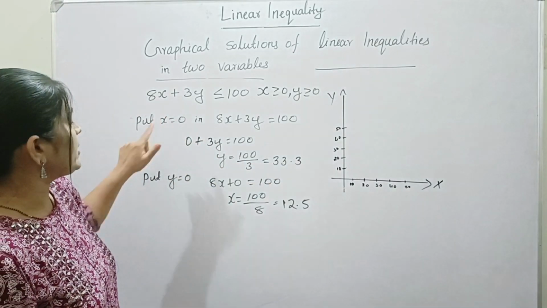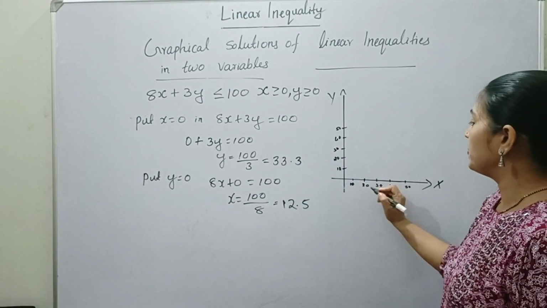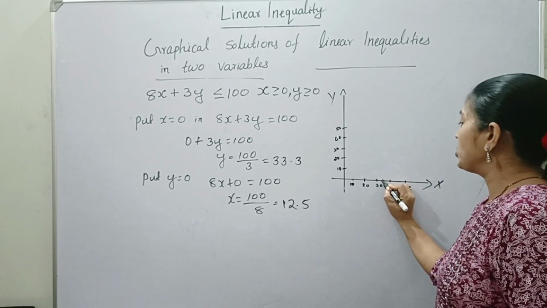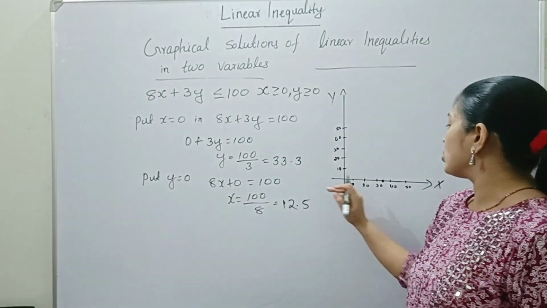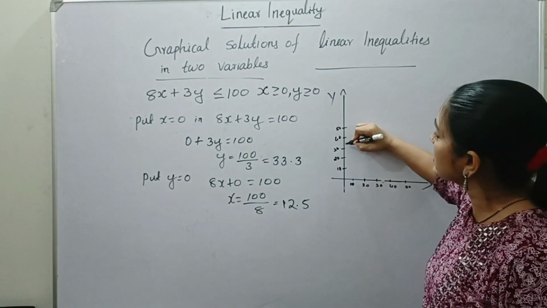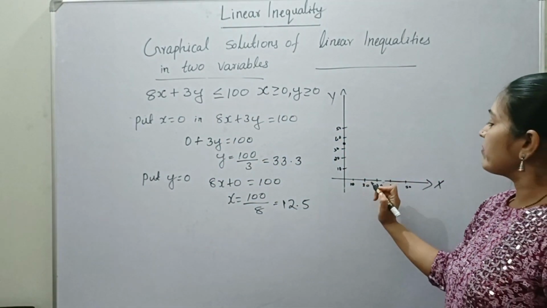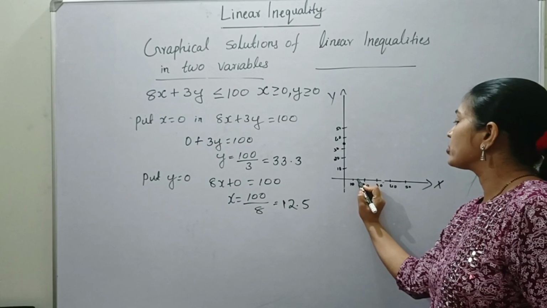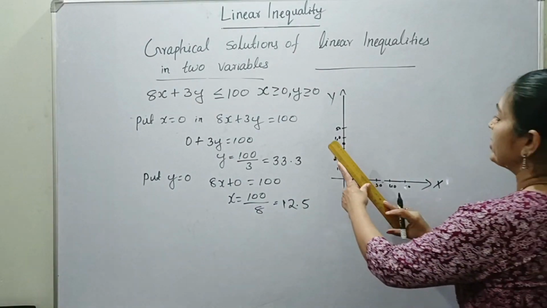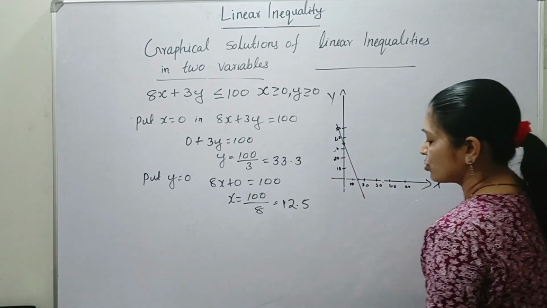See here, first look at the graph. When x is equal to 0, y is 33.3, somewhere here. Okay, so plot the point. Next, when y is equal to 0, the x value is 12.5, so it is somewhere here. Okay, now let us draw the line through these points. See, I have drawn a line.